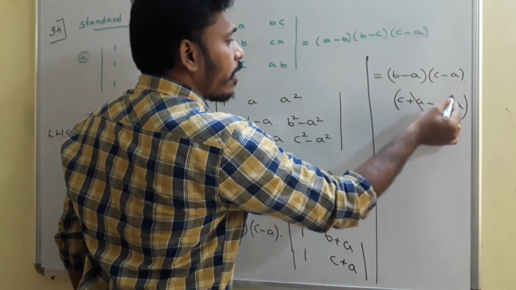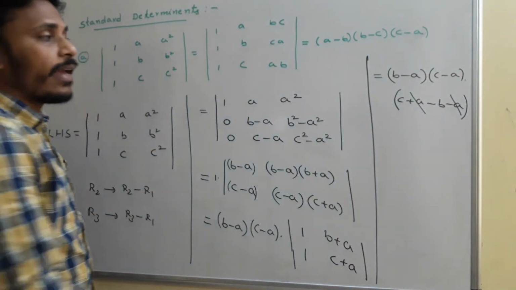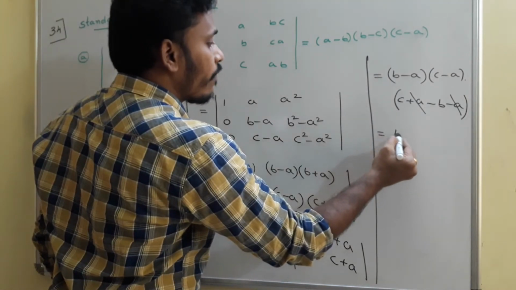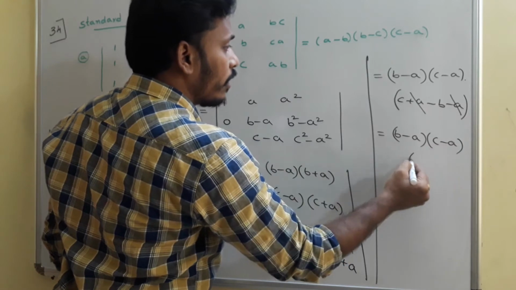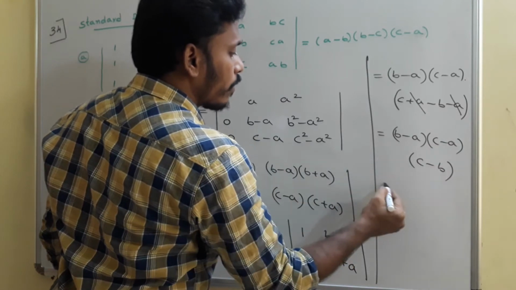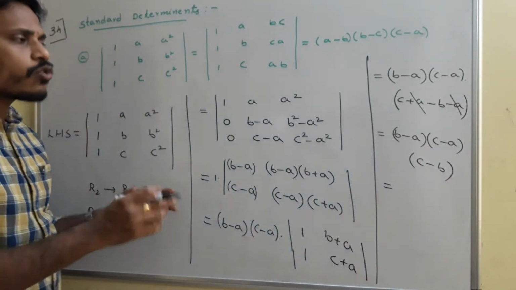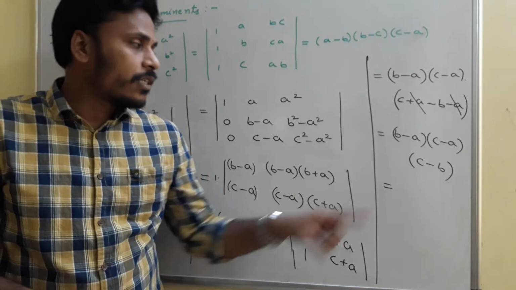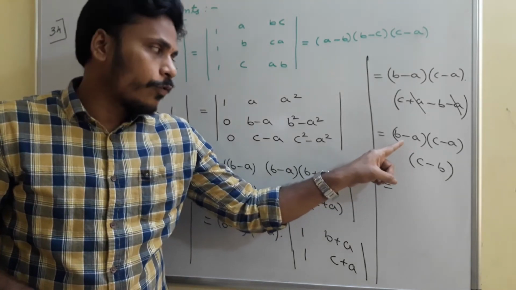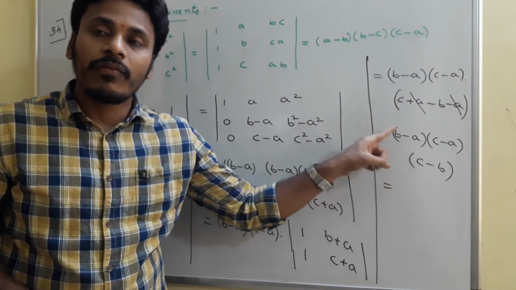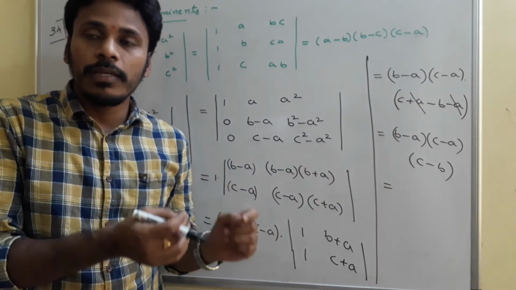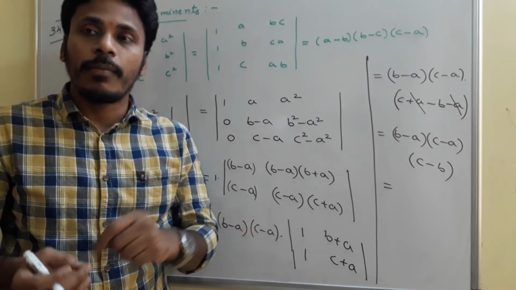So this plus A and minus A get cancelled. At the end, what we have? At the end, if you have a look, B minus A into C minus A into C minus B. Okay. And now just arrange them in a proper manner. See, this is B minus A. If you wish to write this B minus A as A minus B, you need to write 1 minus outside, because B minus A is minus of A minus B.